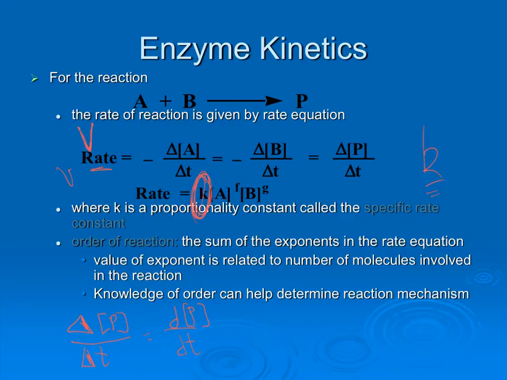And then we have a concentration. You have some type of exponent, which is called the order of the reaction. So for example, this would be first order with respect to A, first order with respect to B, because they're both to the first power. But overall, it's second order, because 1 plus 1 is 2.